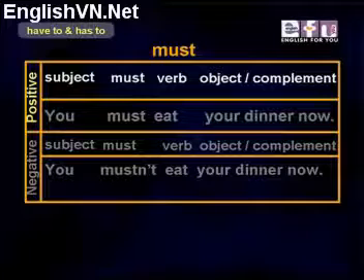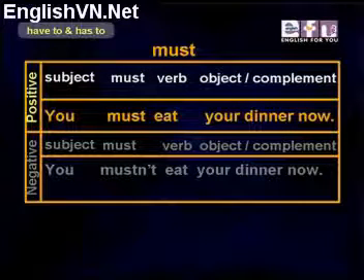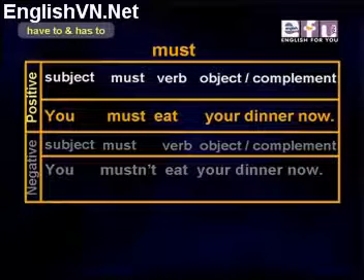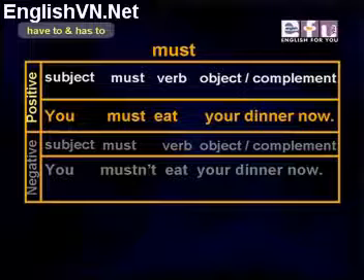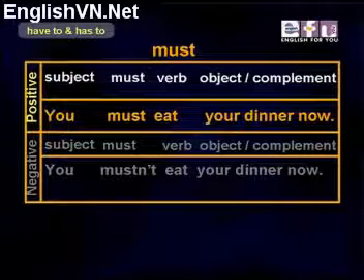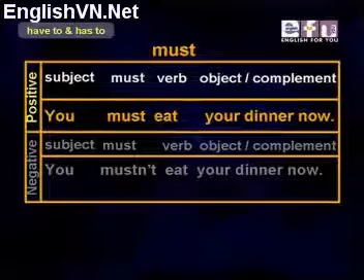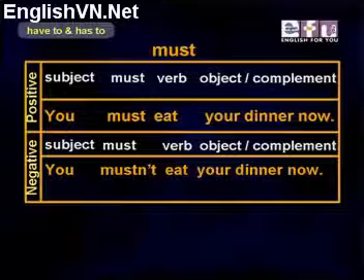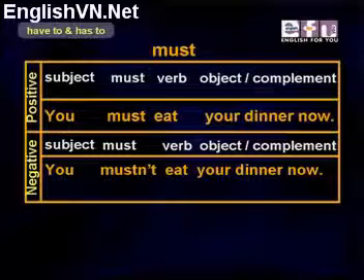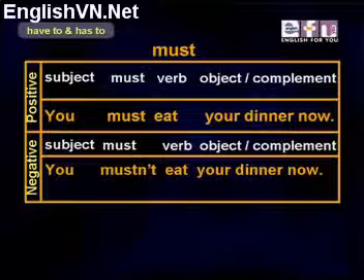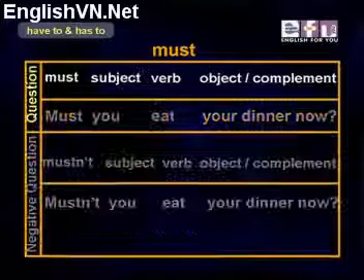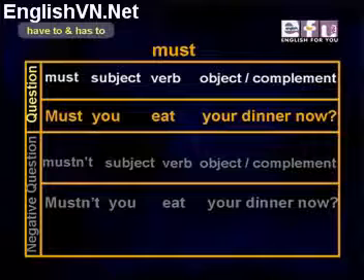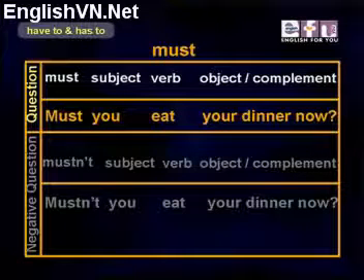First, let's look at must. In the positive form of must, we can say, you must eat your dinner now. So you can see in the positive, we start with the subject, then add must, then your verb, and then your object or complement. For the negative form, we can say, you mustn't eat your dinner now. So we start with the subject, then add must not or mustn't, then the verb, and then the object or complement. The question form is, must you eat your dinner now? So you begin with must, plus your subject, then the verb, and then the object or complement.